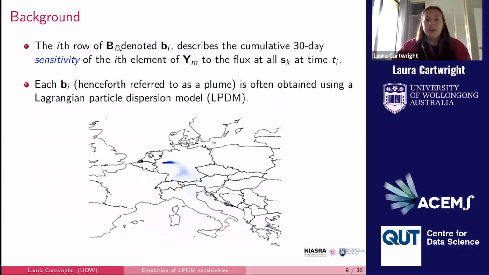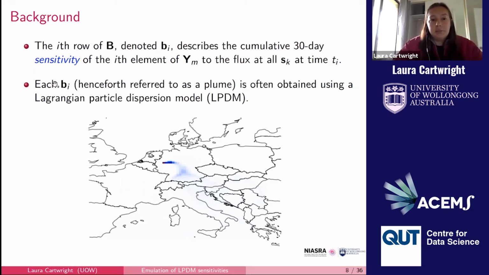Okay, so the ith row of that matrix B we're going to denote as Bi, and that describes the cumulative 30-day sensitivity of the ith entry in Ym to the flux over that whole grid at the ith time point. So you pick a space-time location, and then you look at the sensitivity of that space-time location, so the measurement that you took there, to the flux over that whole grid at that particular time point.